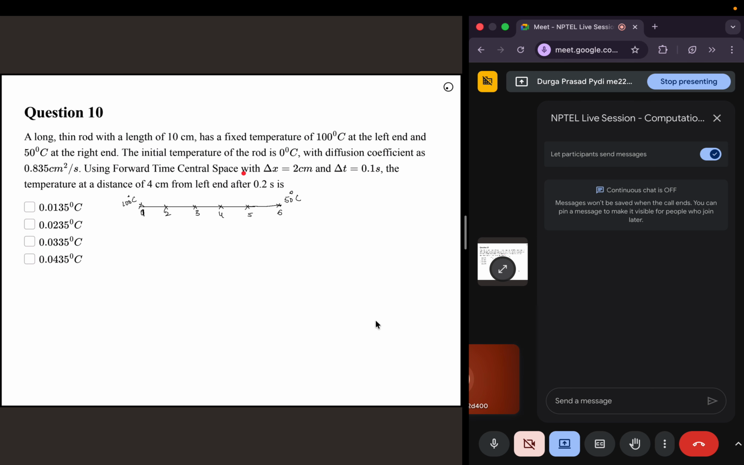Using forward time central space with the given delta x and delta t of 0.1 second, find the temperature 4 centimeters from the left end after 0.6 seconds. So this is 2 centimeters, this is 2 centimeters. We are asked to find the temperature at this point at t equals 0.2 seconds, so you have to do the iteration twice. You write the same equation as before and then you can solve it. Maybe we can do this.